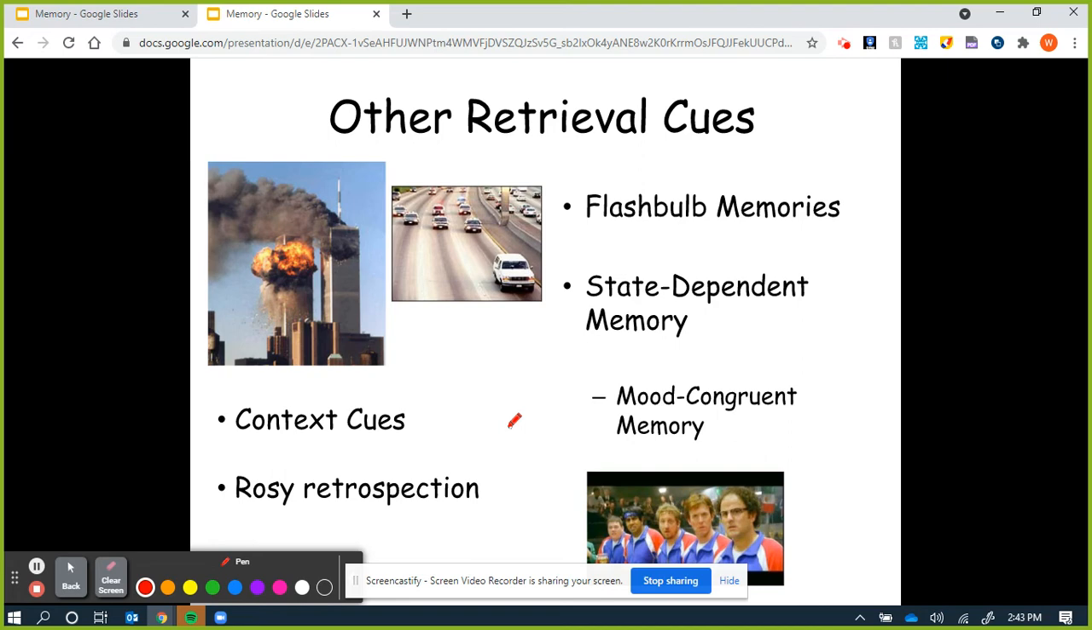Okay, so we tend to remember things from the past as being more favorable than they were in the present. This explains why people get back together with ex-boyfriends and girlfriends. You've broken up for a little while, and then you start thinking, oh, that wasn't that bad. You get back together, and then you realize, oh yeah, it was.